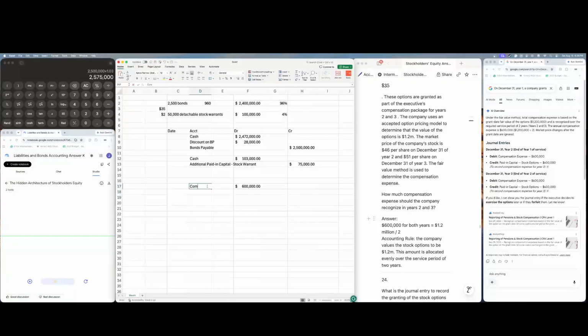So, compensation expense, liability account that gets taken off from paid capital, stock options. But why is it coming out of additional paid-in capital?